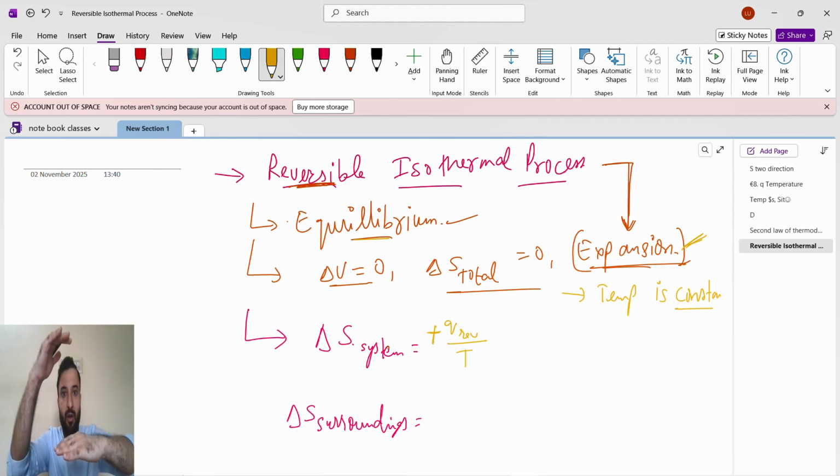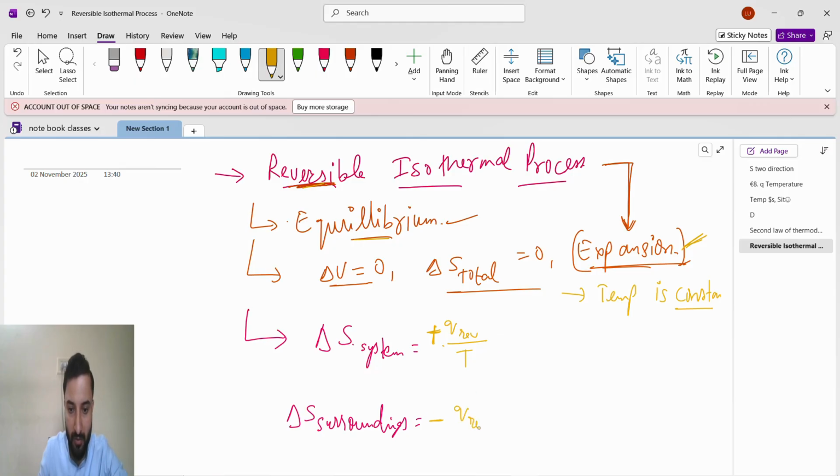The system is expanding, so the surroundings will be compressing. If the system is plus, the surroundings will be minus. Obviously, if one is plus, the other will be negative. If the system is expanding, the entropy of the system will increase. Heat is taken as reversible because it is a reversible process: heat for the reversible process divided by temperature. For the surroundings it is the same, just the sign changes from positive to negative.